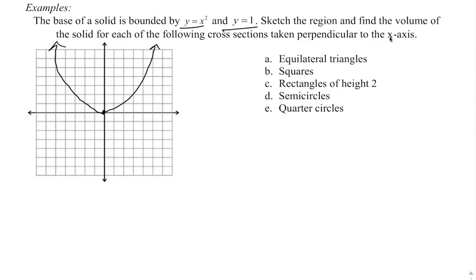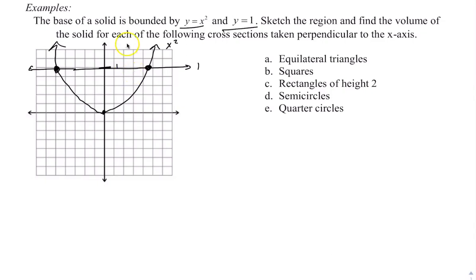Y equals 1. So we can see a little better, I'm going to make 1 up here. So you just kind of see it. Like that. So this is the section we're looking for. We didn't find the intersection points yet.